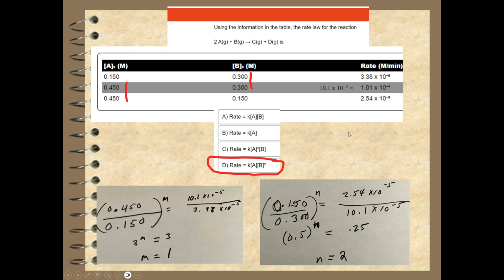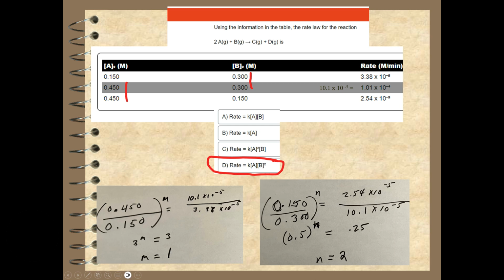Sorry about that. So here it was 0.450 divided by 0.150, and then over here it's going to be 10.1 times 10 to the minus 5 divided by 3.38 times 10 to the minus 5. When we do this division and cancel that, we're going to get 3. So we get 3 to the m equals 3, so m has to equal 1.